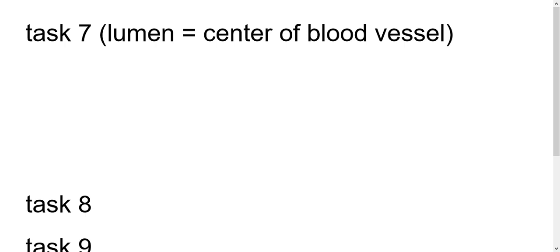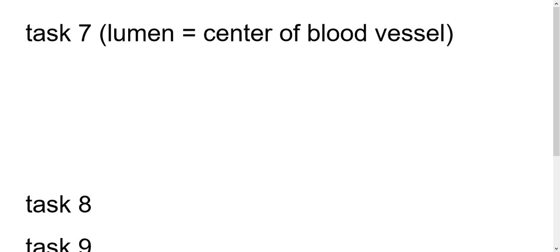Task 8 is on page 7. It talks about describing in your own words, once you've had a read through the notes and watched the videos, the importance of valves in the veins and venules, and a simple diagram of what the blood vessel network would look like. This is going to look really similar to the picture I had up a couple of slides ago. And task 9 is on page 8.